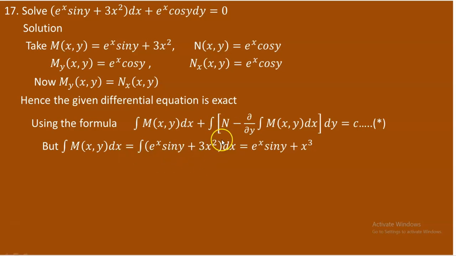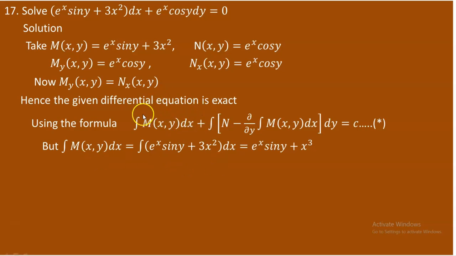And the integral of 3x squared dx makes x cubed over 3, so 3 cancels 3, then x cubed comes. So as you see, e to the power of x times sin y plus x cubed is going to come. So this is the integral of M dx, students. This is the integral of M dx.